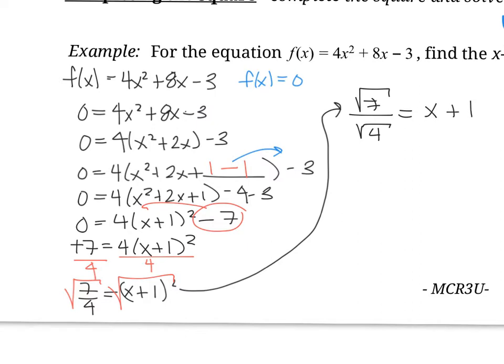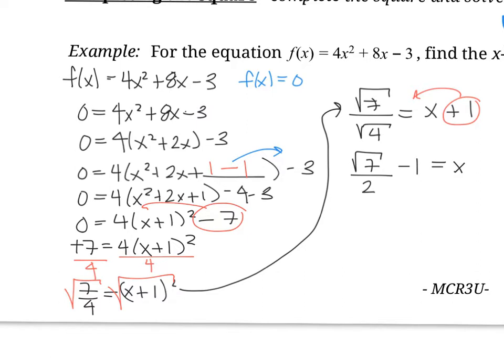So in our next step, we're also going to bring that plus 1 onto the other side. And on the left, we're going to be left with root 7 all over square root of 4, which is 2. And then we have subtracting 1 is equal to x.